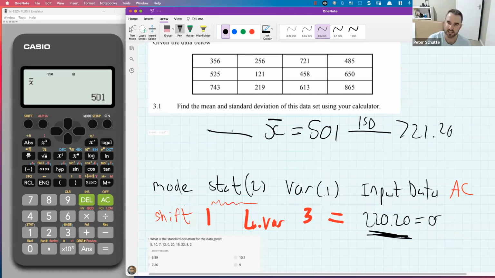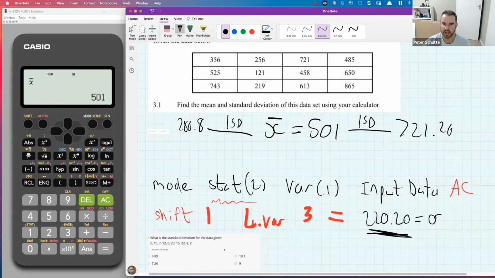And then one standard deviation down would be 501 minus 220.20, and that would be 280.8. So that would be one standard deviation within the mean. Often questions ask about how many values are within one standard deviation of the mean. Well, the upper bound of one standard deviation above the mean is 721. One standard deviation below the mean is that.